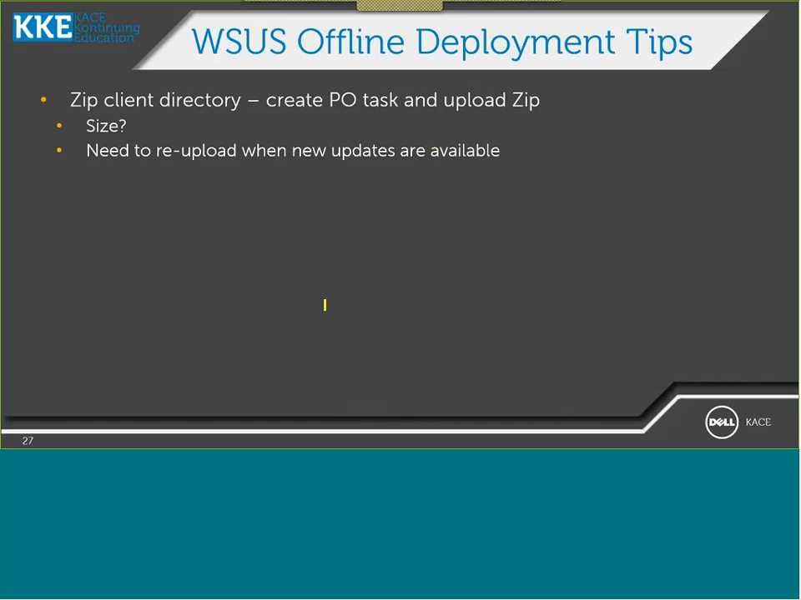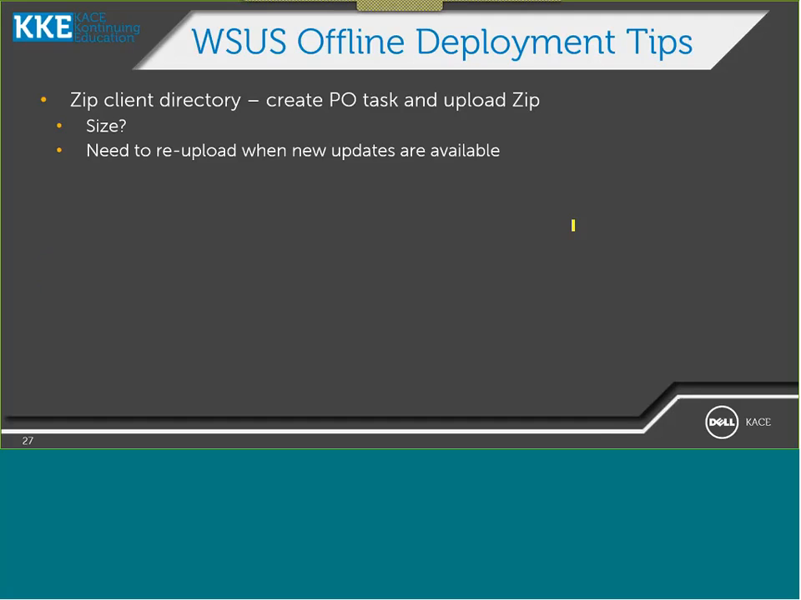So a few tips with WSS Offline. The client directory needs to be zipped up. You can create a post-installation task. Basically, you add an application, you upload the zip file to it, and what you call is just the update.cmd within the client directory. So relatively simple to handle. The size might be an issue because you can only upload up to 2 GB. And also, if you refresh that directory with the updates, you probably have to re-upload the zip file.